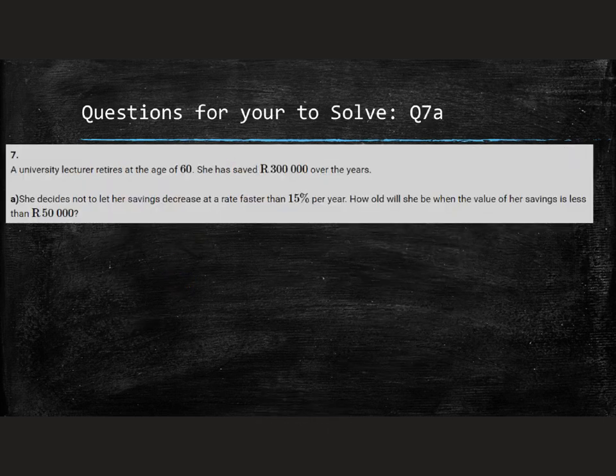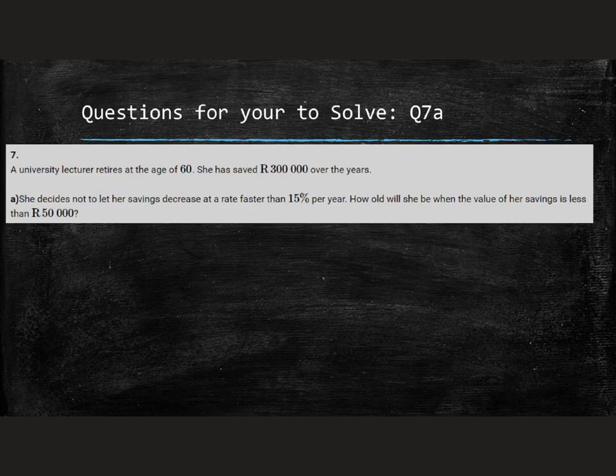Question 7 is a two-part question, and they both relate to the original information. A university lecturer retires at the age of 60. She has 300,000 Rand over the years she's saved, and she decides to not let her savings decrease at a rate faster than 15% per year. How old will she be when the value of her savings is less than 50,000? Pause this video and give the question a try.